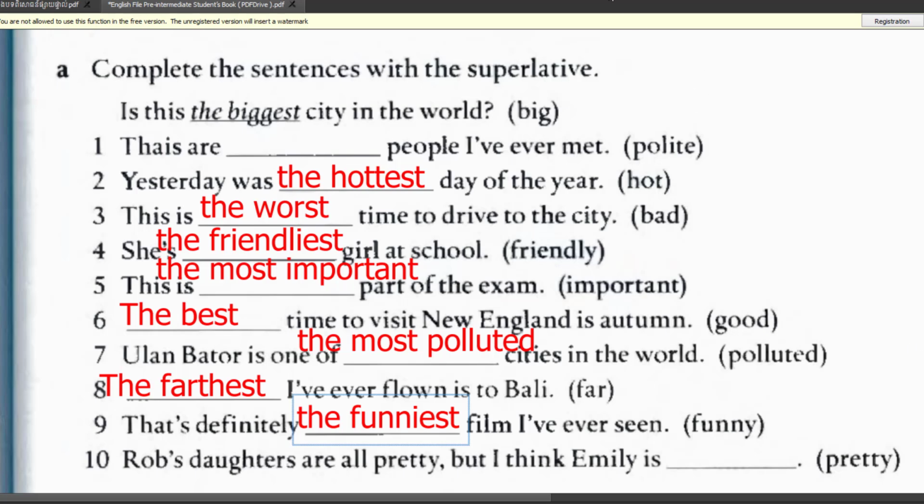Then number 10. The prettiest. The prettiest.